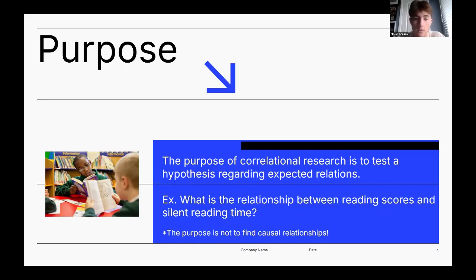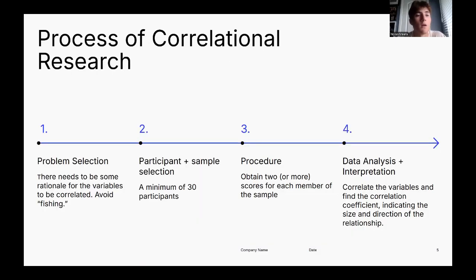their reading score is. The purpose of correlational studies is not to find causal relationships. So it is only able to show the researcher whether two things are related, not whether one influences or causes the other one. This is the process of correlational research.